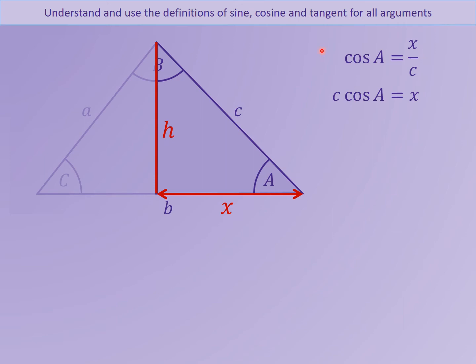While we are using this right angle triangle, we can also derive another formula from it, which is that c squared is equal to x squared plus h squared. So that's using Pythagoras theorem, and that gives me my second equation. And if I rearrange the equation, I can write it as c squared minus x squared equals h squared.